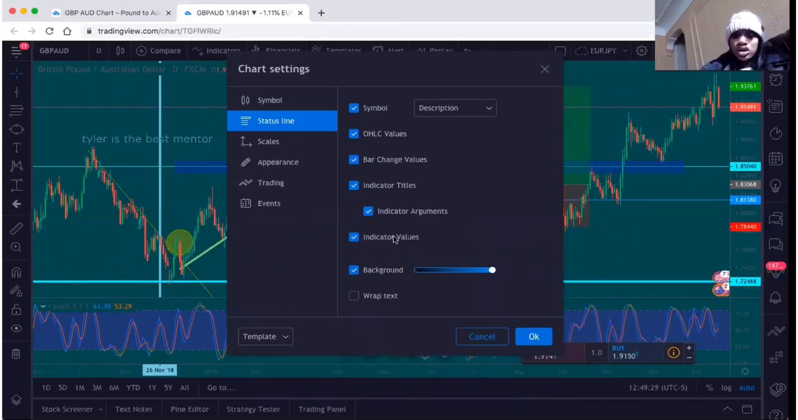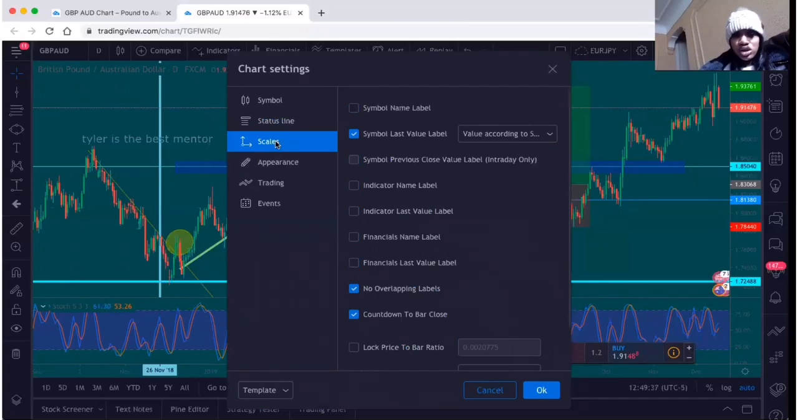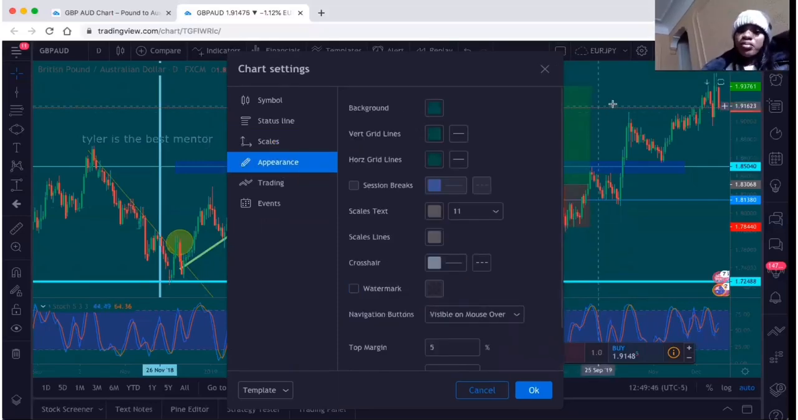Status line. I'm not even going to lie, I don't know what this means, but I know what all of these mean. Scales. This is just giving you labels on all your stuff. Appearance. My background color is green, and there are grid lines in the background because I got another TradingView, and on that one you can see that everything is the same color. But on this one, you can see my background and my grid lines are kind of one shade off of each other.